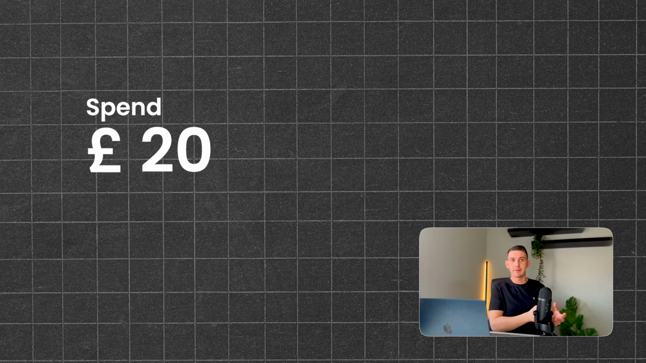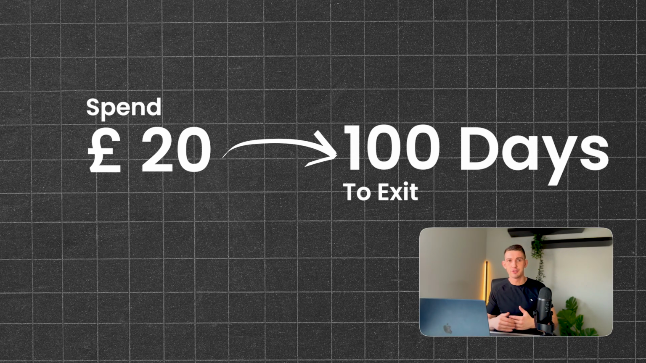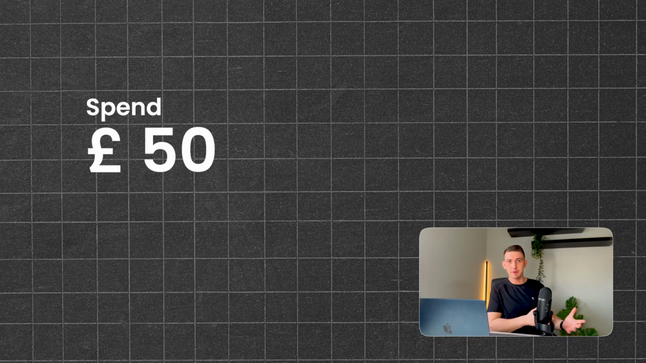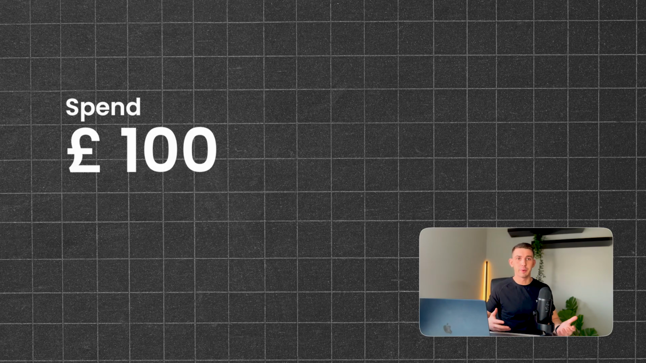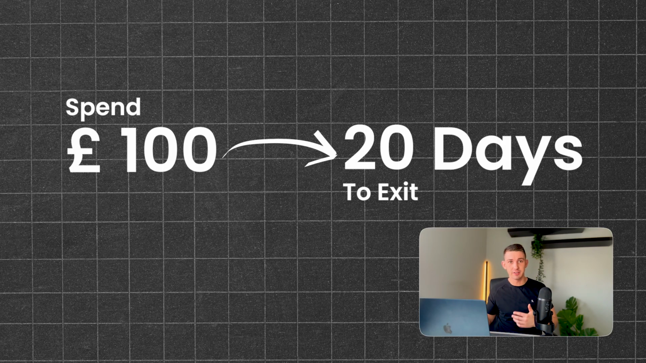If you're in the learning phase, typically it's going to be more expensive and inconsistent. When you come out of the learning phase, that is when your results will begin to be predictable and consistent and typically cheaper. So for example, if it takes 50 conversions, 50 leads, to exit the learning phase and your cost per lead is £40, if you're spending £20 a day, it's going to take you 100 days to exit the learning phase. If you were spending £50 a day, it will take you 40 days. And if you're spending £100 a day, it will take you 20 days.